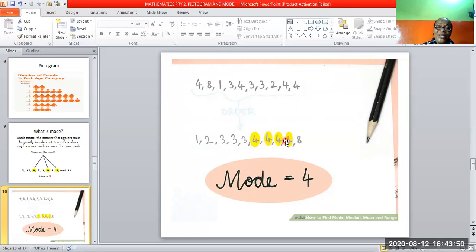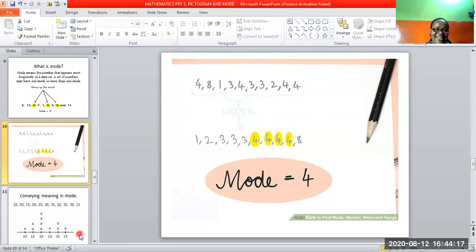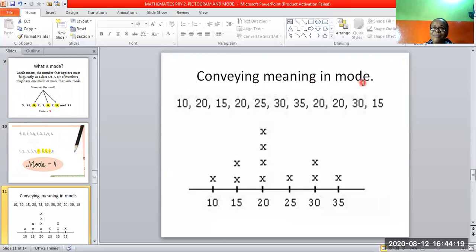The most frequent number is number 4. Why? Because it has appeared more than number 3. It has made its way into appearance one step more than number 3. Therefore, we say our mode is 4. Are we clear? Are we together? Beautiful.